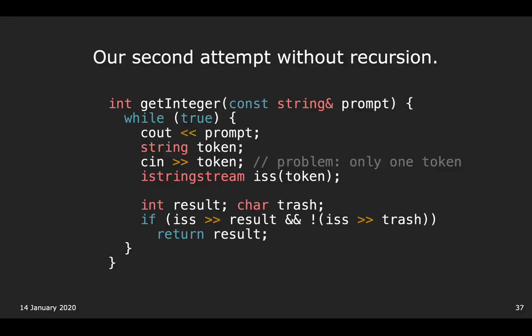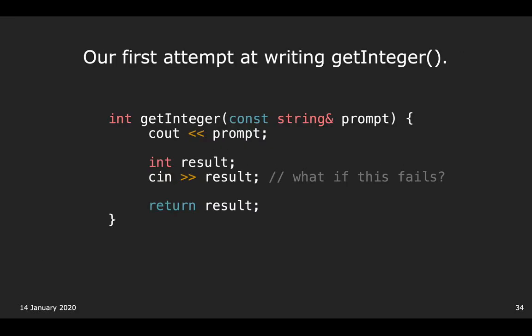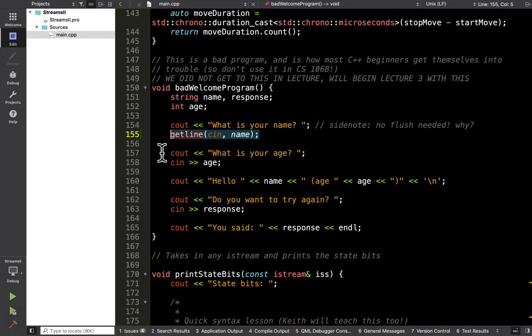What is Keith doing? Okay, so I don't have an animation for that, unfortunately. But basically, getLine reads up to the new line character, so it's able to move past the entire line. It consumes the entire new line in the buffer.